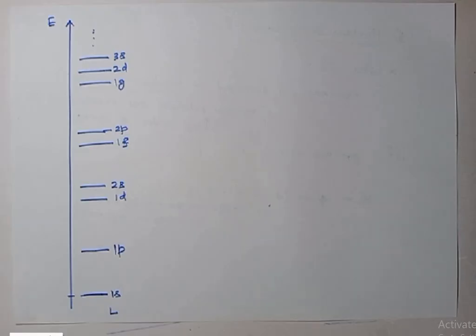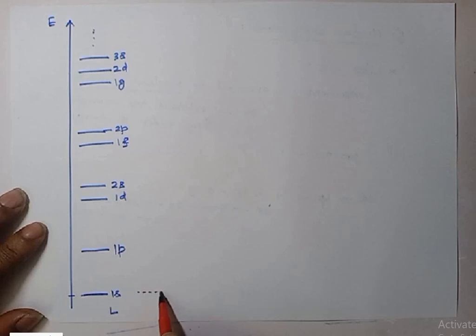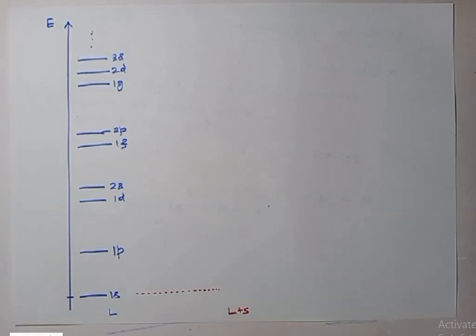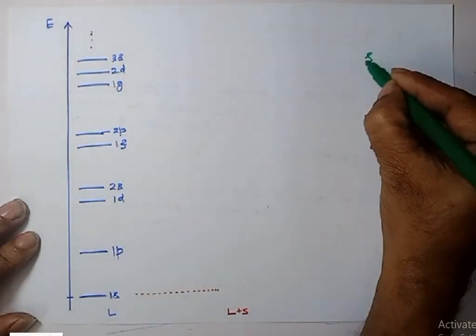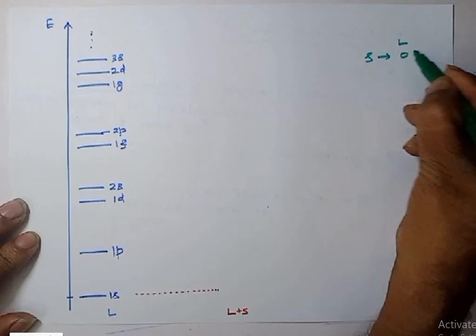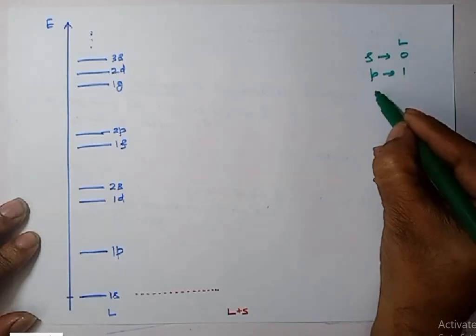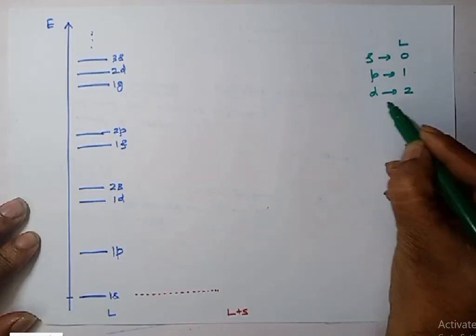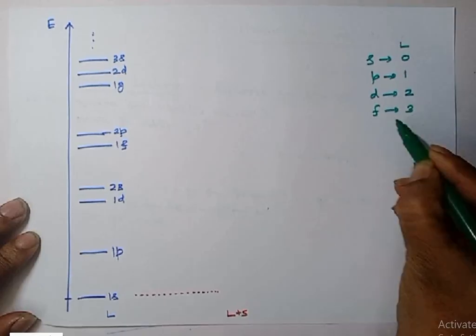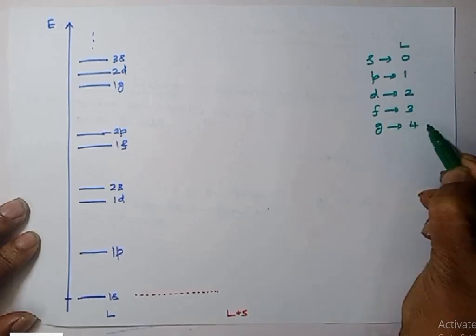Now listen carefully. Observe this carefully, how the 1s subshell will split because of LS coupling. For S subshell, L equal to 0. Remember this: for S subshell, L value is 0. For P subshell, L value is 1. For D subshell, L value is 2. For F subshell, L value is 3. G subshell, L value is 4. Like that it goes.